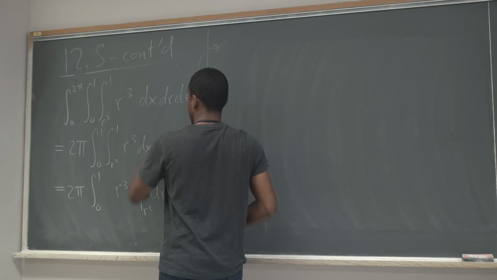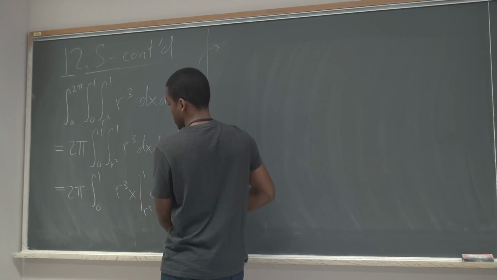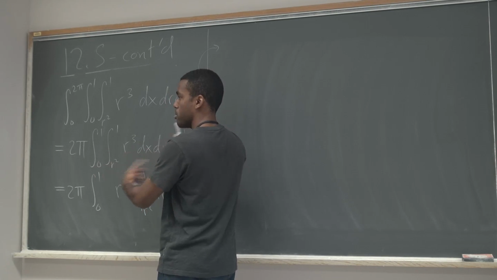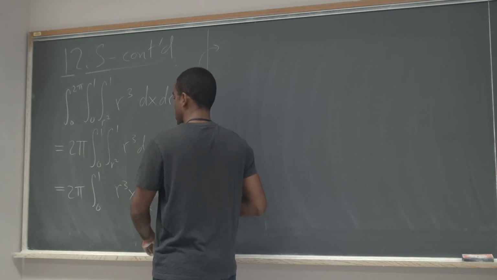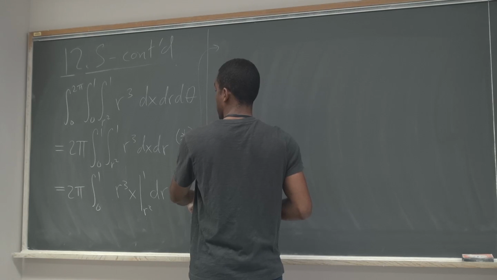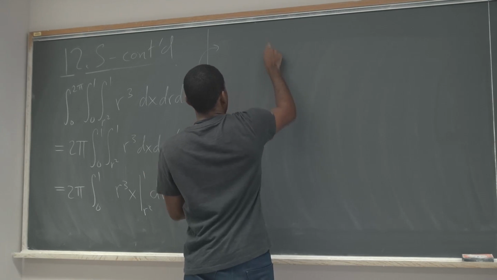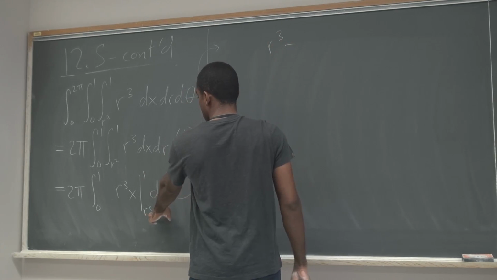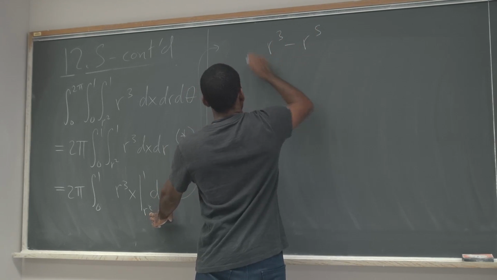Because I have to explain what I did. I'm going to explain it in detail. I applied a principle that you can apply in general. I want to mention. Here. So plug in 1, I get r cubed, minus I plug in r squared, get r to the 5th.